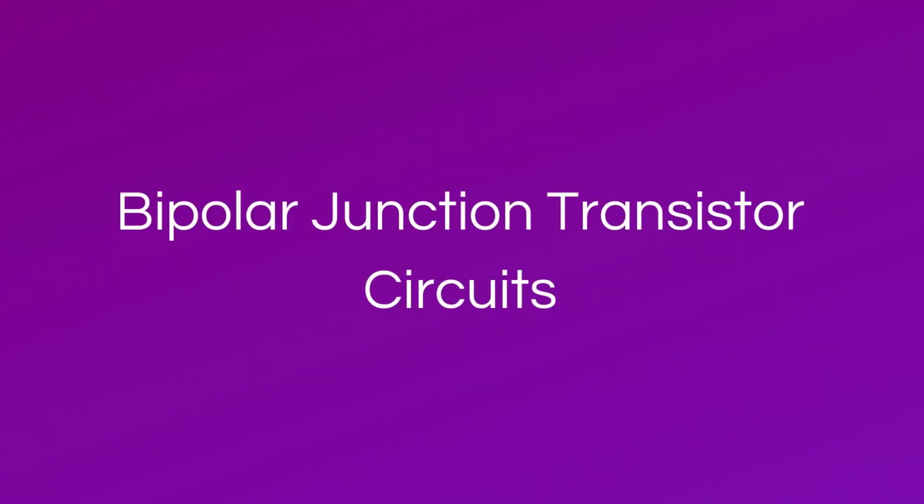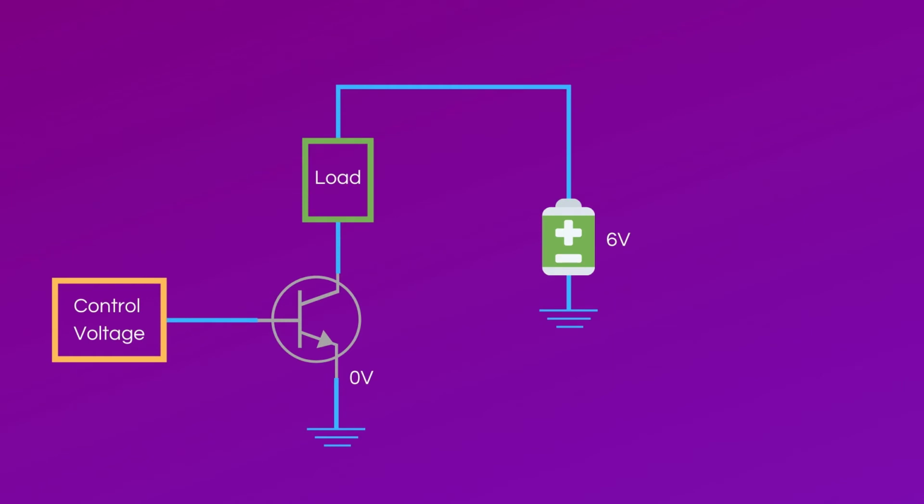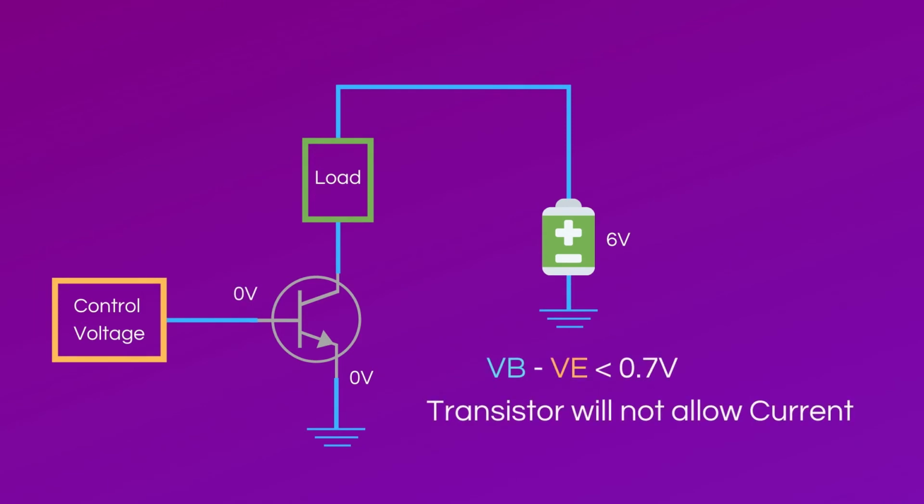Now let's discuss a couple useful circuits that use bipolar junction transistors. The first circuit I would like to discuss is a simple switching circuit. In this circuit, you have a voltage of 6 volts connected to a load. The load is connected to the collector of an NPN BJT, and the emitter of the BJT is connected to ground. If the control voltage is 0, there will not be enough of a voltage difference between the base and emitter to activate the transistor. Therefore, the transistor will act like an open and no current will flow through the load.